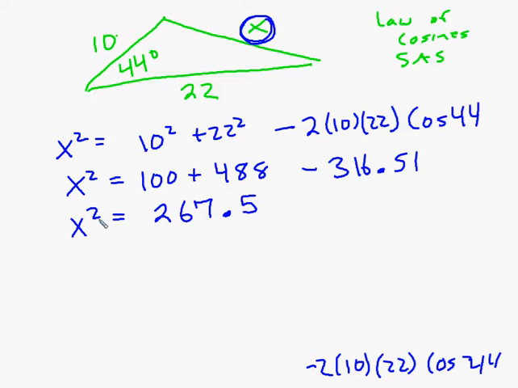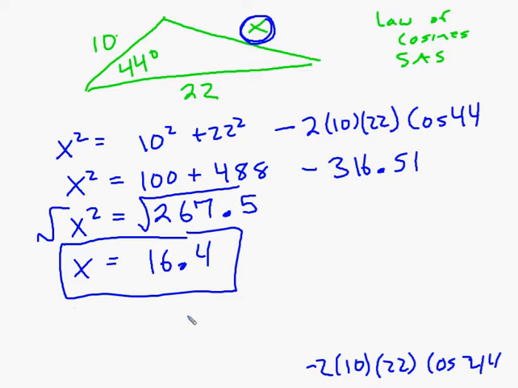Okay. And then, how do I undo a square? Square root it. So I square root it. The square root of 267.5 is 16.4. Yeah. Sounds good. That's correct. Okay? Fun.